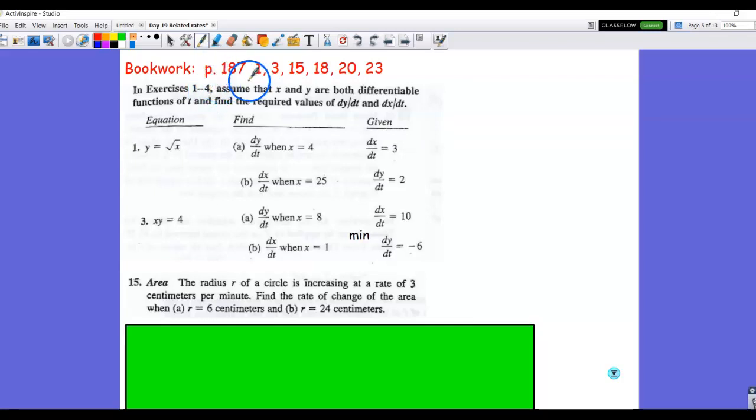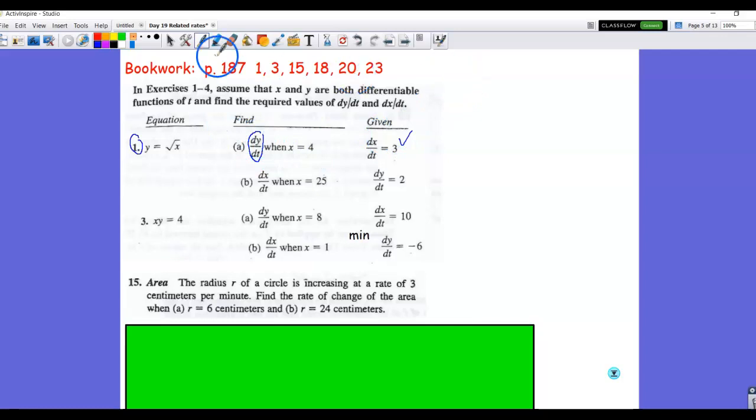All right, in problem number 1, we are given y equal to the square root of x, and we are asked to find dy/dt. So we are differentiating the given equation with respect to t, not with respect to x. They have given us the information that the change in x with respect to time, and that's literally what that means, the d is the delta for change, dx/dt, is 3.